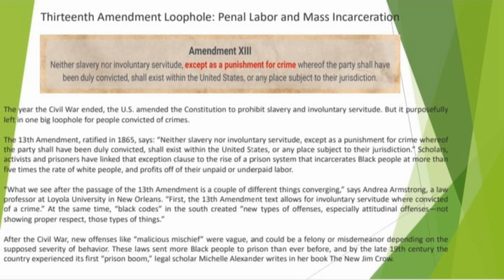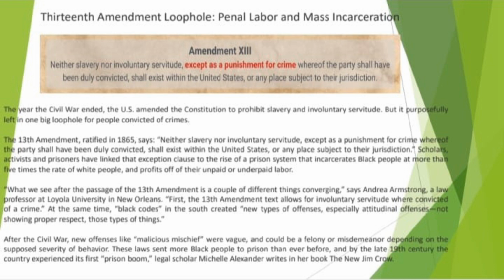Scholars, activists, and prisoners have linked that exception clause to the rise of prison systems that incarcerate black people at more than 5 times the rate of white people and profit off of their unpaid and underpaid labor. What we see after the passage of the 13th Amendment is a couple of different things converging, says Andrea Armstrong, a law professor at Loyola University in New Orleans.